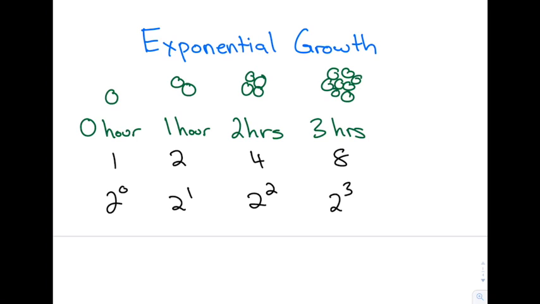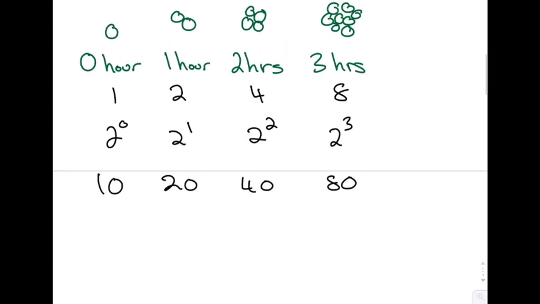So if we started with 10 bacteria, would the pattern change at all? And the answer is no, because if we had 10 bacteria, after 1 hour we'd have 20. After 2 hours, we'd have 40. After 3 hours, we'd have 80. And this is really nice, because this is just 10 times 2 to the 0, 10 times 2 to the first, 10 times 2 squared, and 10 times 2 cubed. So this is just with the population doubling every hour.